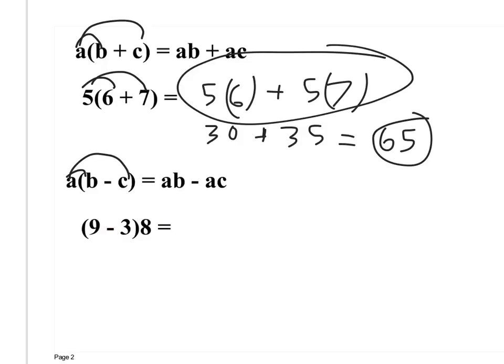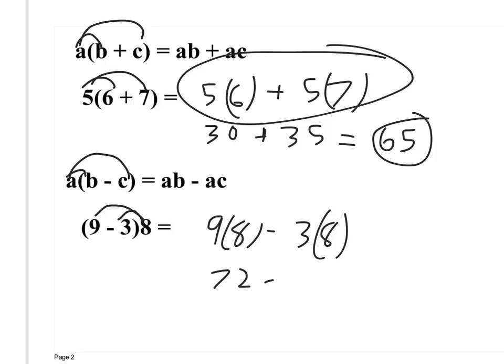Here, all they've done is put the 8 behind the parentheses. Does it change what I'm doing? No, it's still a multiplication problem, so I do 8 times 9, and I subtract that from 8 times 3. So 8 times 9 minus 8 times 3. 8 times 9 is 72. 3 times 8 is 24. You work that out, you get 48.